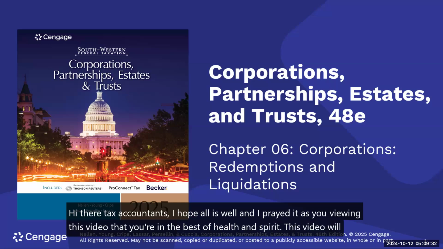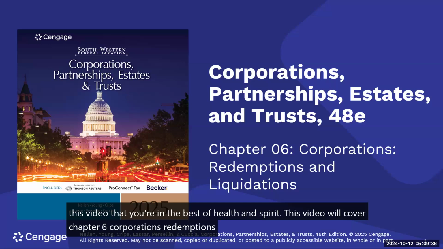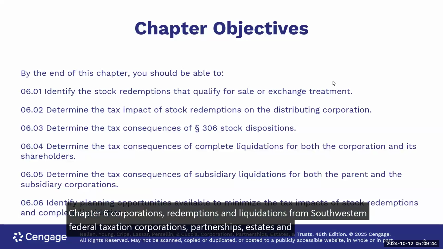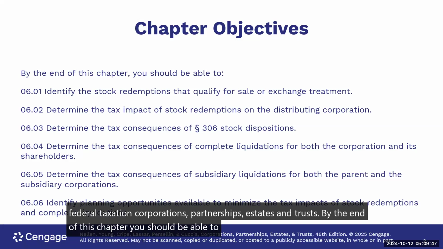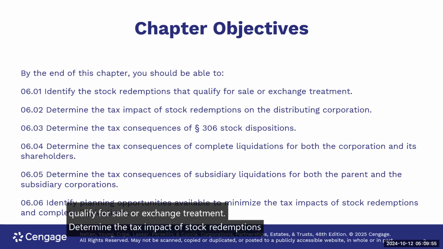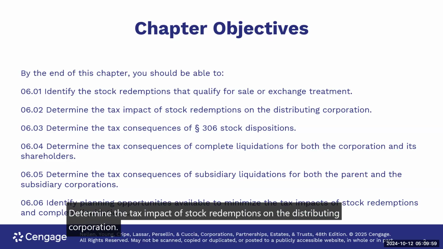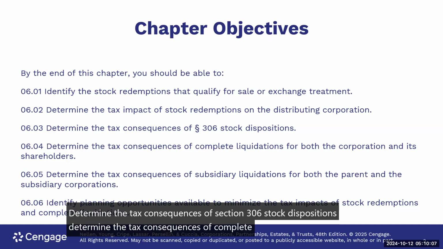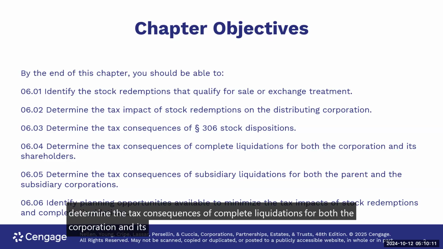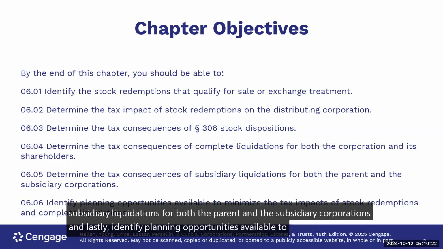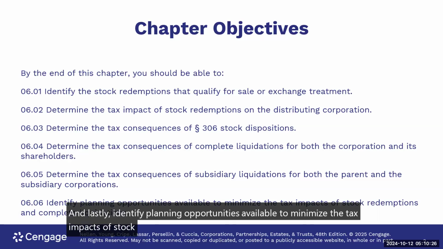This video will cover Chapter 6, Corporations, Redemptions, and Liquidations from Southwestern Federal Taxation, Corporations, Partnerships, Estates, and Trusts. By the end of this chapter, you should be able to identify the stock redemptions that qualify for sale or exchange treatment, determine the tax impact of stock redemptions on the distributing corporation, determine the tax consequences of Section 306 stock dispositions, determine the tax consequences of complete liquidations for both the corporation and its shareholders, determine the tax consequences of subsidiary liquidations for both the parent and the subsidiary corporations. And lastly, identify planning opportunities available to minimize the tax impacts of stock redemptions and complete liquidations.